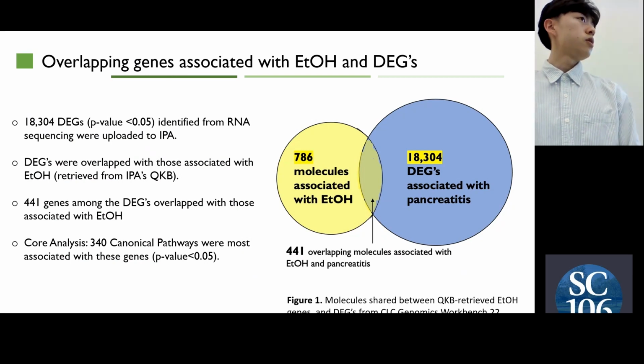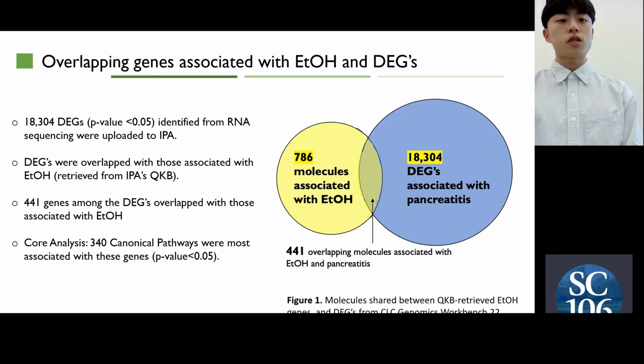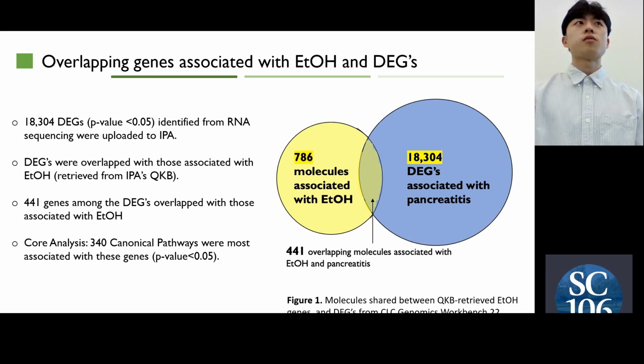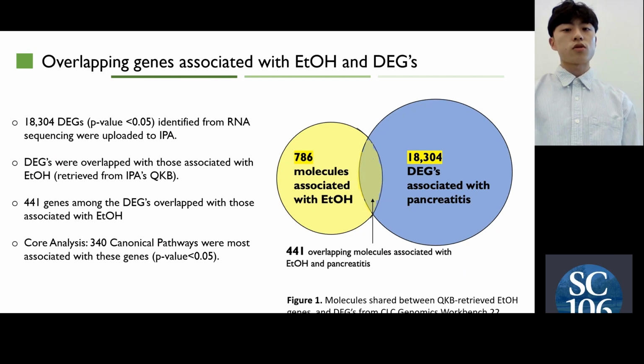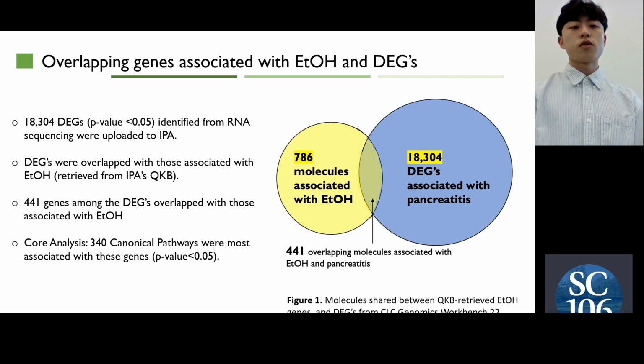They were uploaded to IPA to compare with the molecules associated with ethanol, to determine how ethanol's effects can be moderated in the DEGs. There were a total of 441 that overlapped. In terms of ethanol, the 786 molecules came from the QIAGEN Knowledge Base, which is part of IPA. It curates several publications that allow you to determine molecular interactions. So there were about 790 molecules associated with ethanol and 18,000 uploaded from the RNA sequencing as the DEGs, and a total of 441 were overlapping, which were then used further for a core analysis.